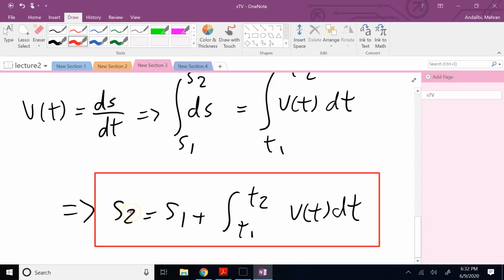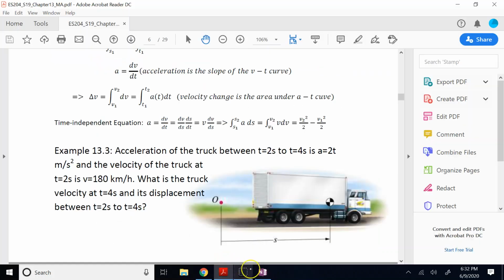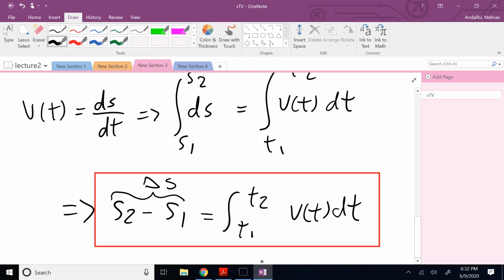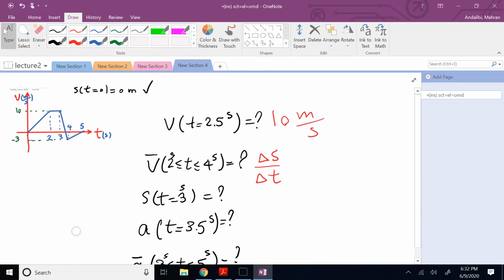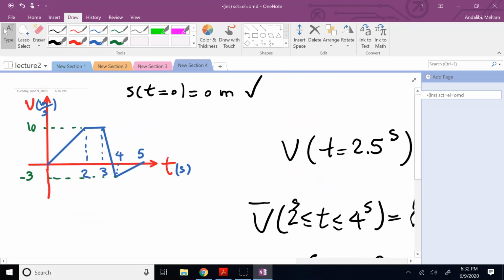If I take S1 back here, what is this quantity? That's delta S. So delta S, the displacement, is what? Area under the curve of velocity between the 2 points, right? So if I go back here, between time 2 and time 4, which is here to here, I need to know the area under the curve. So I need to find this area.